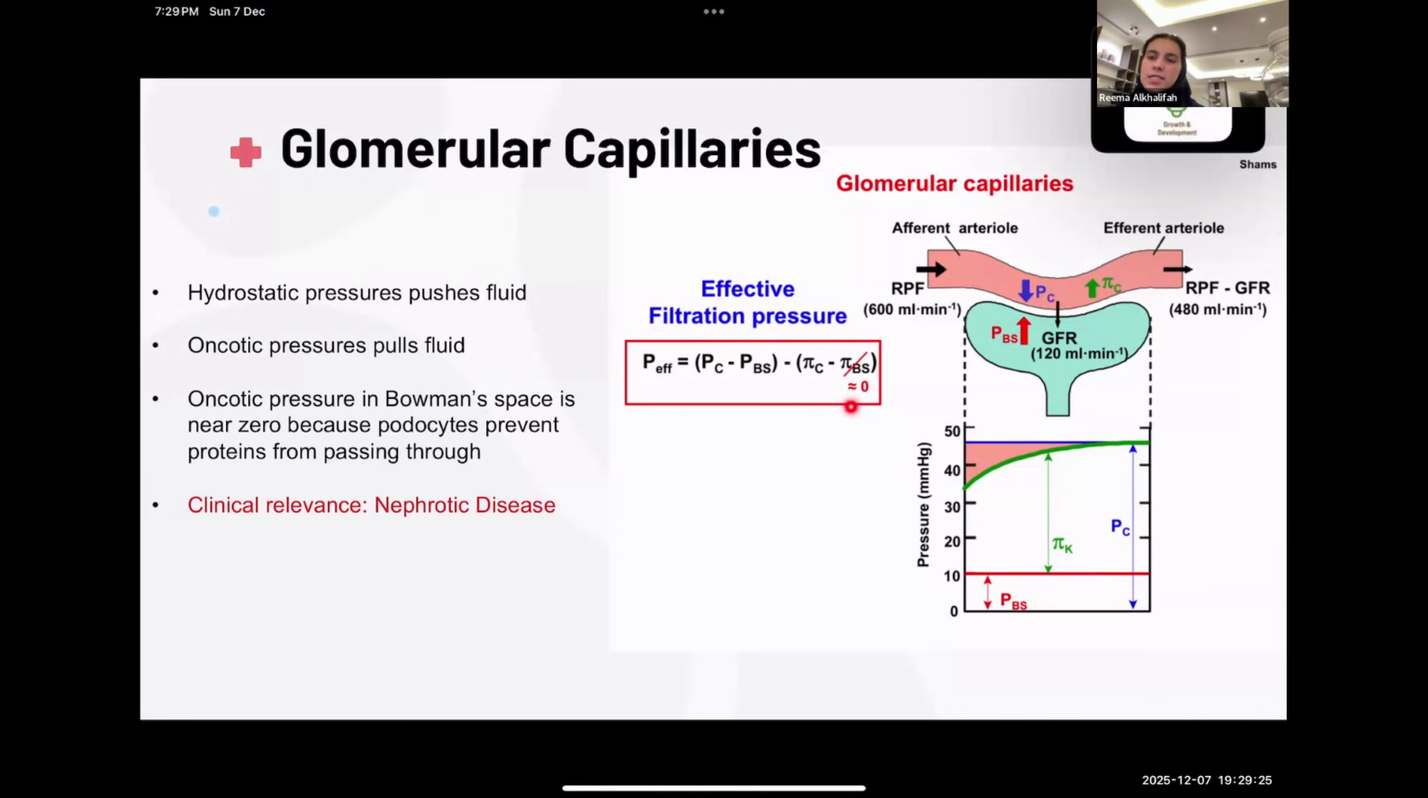In case of a nephrotic syndrome or disease, the podocytes are damaged, which allows plasma proteins to pass through. So in a case like this is where the pressure increases, and that's abnormal. Again, it should be nearly zero.